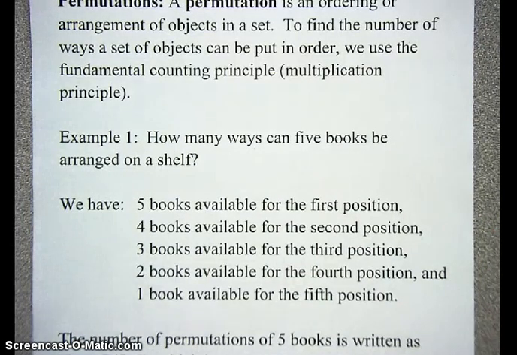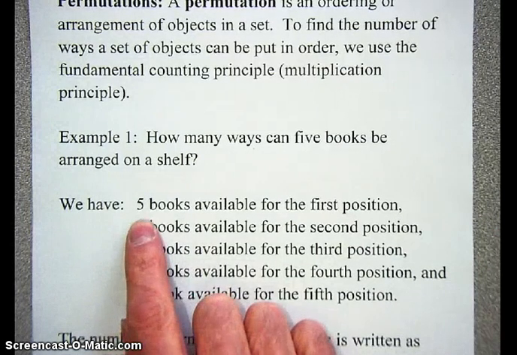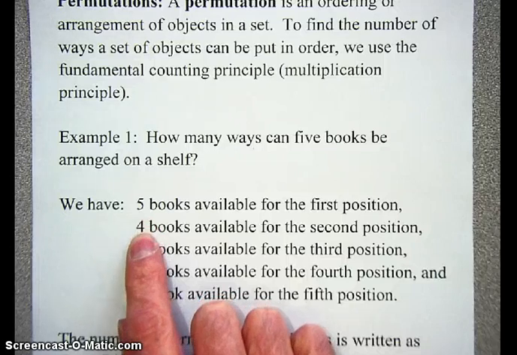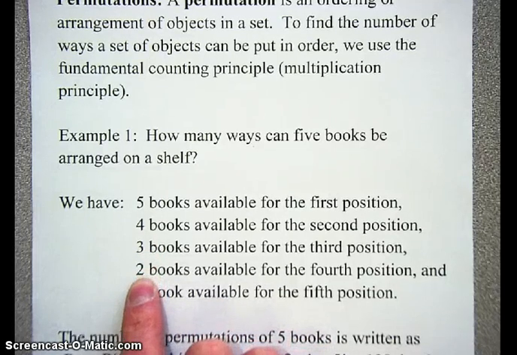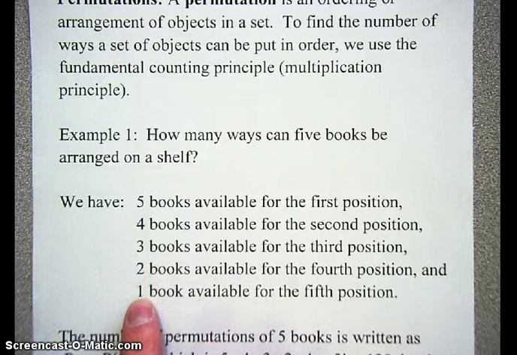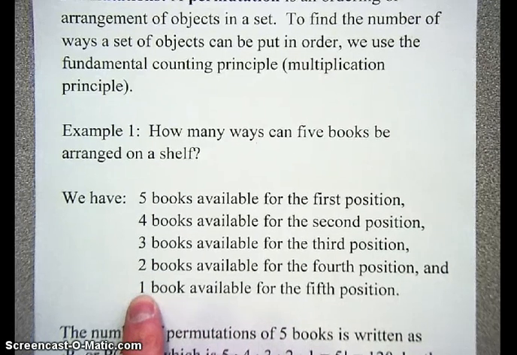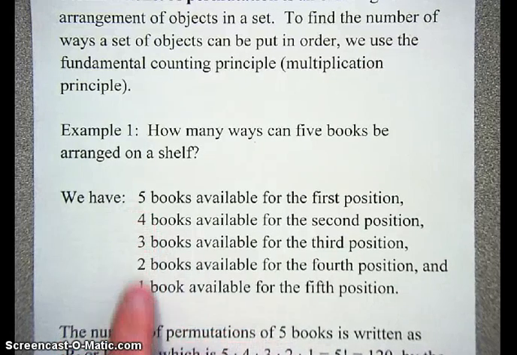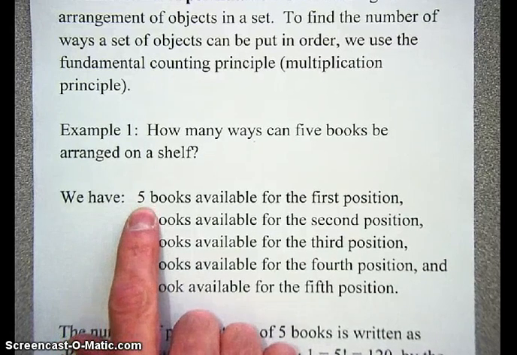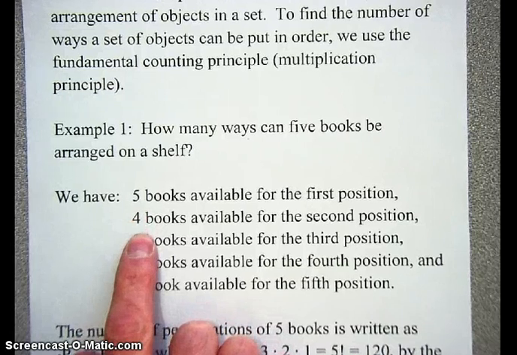on a shelf. Well, you have 5 books available for the first position, and then once you've placed the first book, you now have 4 books left for the second position, and once you place the second book, you'll have 3 books left for the third position, and after you place that one, you'll have 2 books left for the fourth position, and then finally 1 book left available for the fifth position. To find the number of ways we can do this, we multiply these numbers together, because we can do the first task 5 ways, the second task 4 ways, etc.